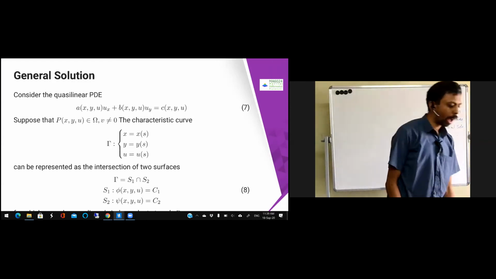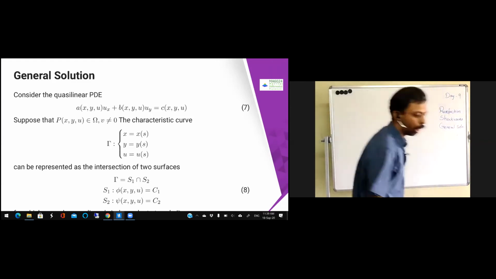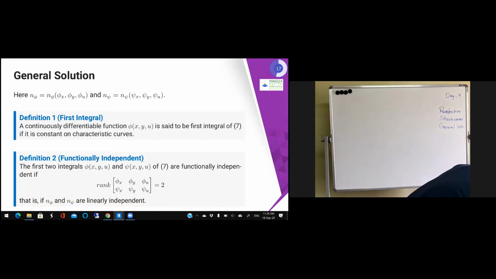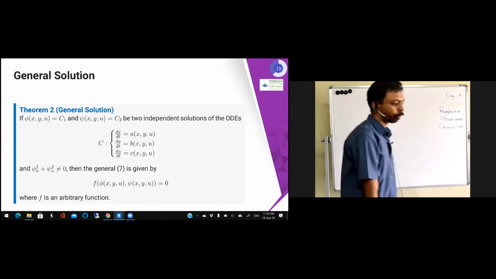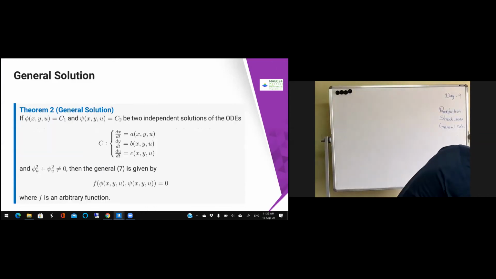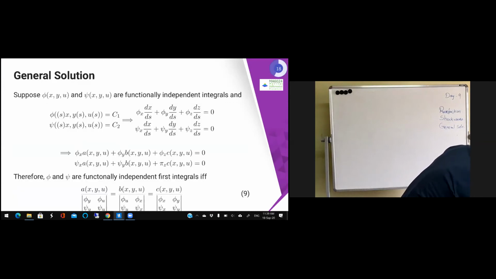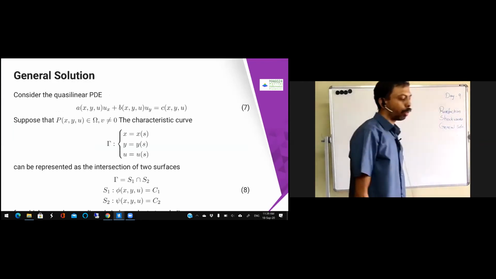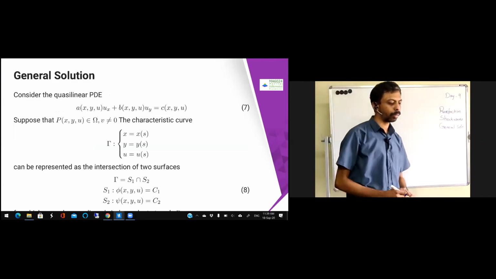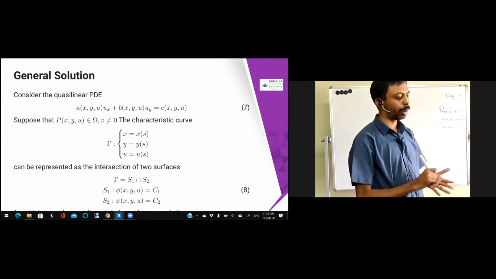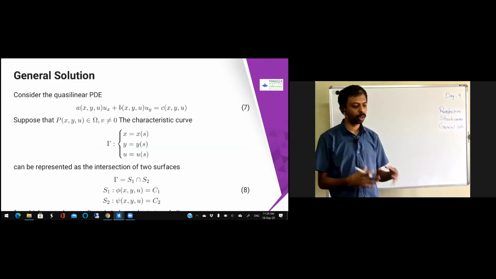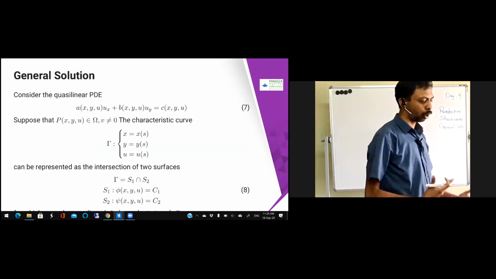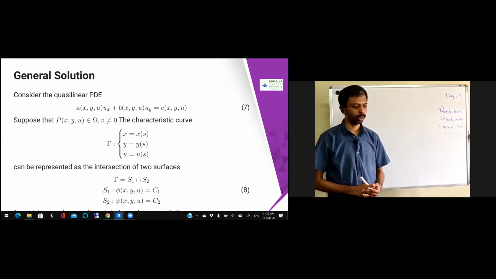Okay. So now again we come to the same problem. What we have seen so far is a one parameter family. Now we are trying to find two parameter families, same quasi-linear, which means I am trying to find two independent first integrals. So how do we find that?